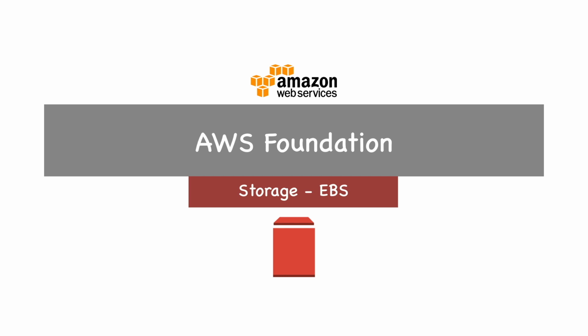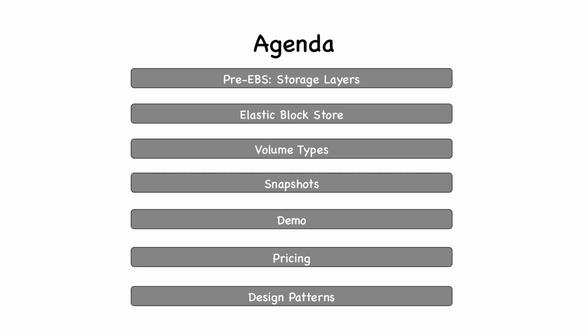Hello everyone, welcome back. In this topic, we'll be discussing AWS's storage service, EBS, or Elastic Block Store. This is our agenda. As usual, we'll have a pre-EBS talk wherein I'll discuss file system and storage layer concepts, then EBS concepts, different volume types, how snapshots work along with demo, then EBS pricing, and finally design patterns.